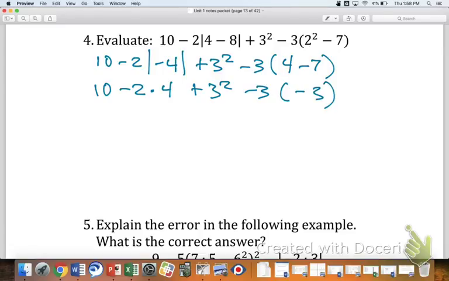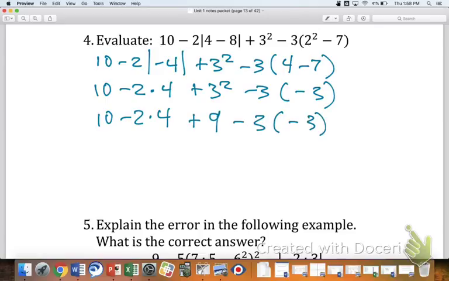You guys still tracking okay? Do you have any questions? I definitely don't want to confuse you. That would be bad. Okay, fair enough. So I'm going to do the only exponent in there. 10 minus 2 times 4, 3 squared is 9.